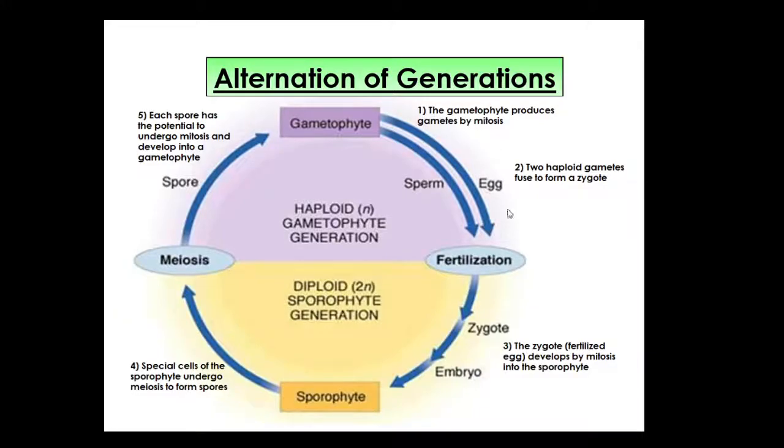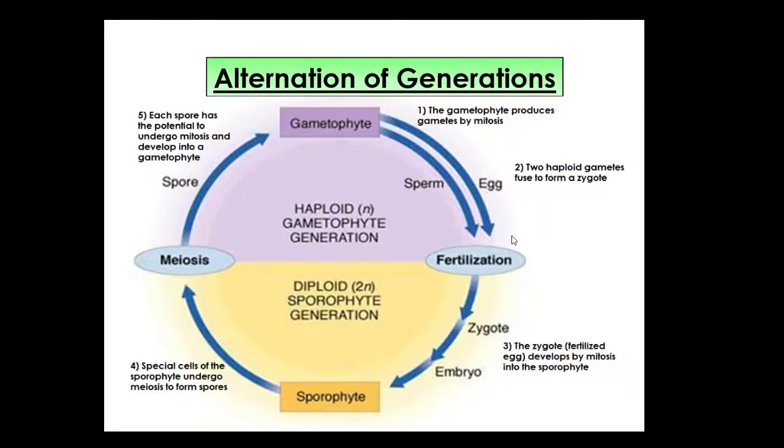This is a diagram that is used to illustrate the alternation of generations. You can start with the gametophyte. In this diagram, the explanation starts with the gametophyte, which is the haploid generation. The gametophyte will produce gametes by mitosis. It becomes a male gamete or sperm, or a female gamete, also called an egg. These two haploid gametes, male and female, will fuse to form a zygote in a process called fertilization that you've already learned about many times.